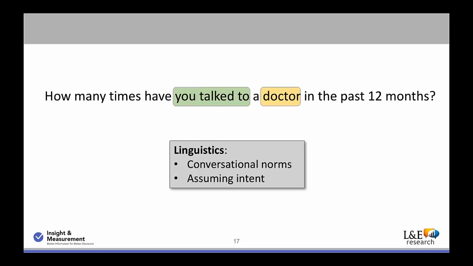We have things called conversational norms, which is people assume intent. So you notice the respondent, as he's thinking about this question, is wondering what you really mean. So they're always doing this in your screeners. They're wondering what you're really asking about.